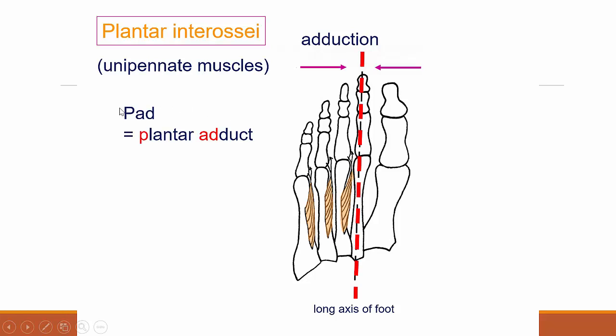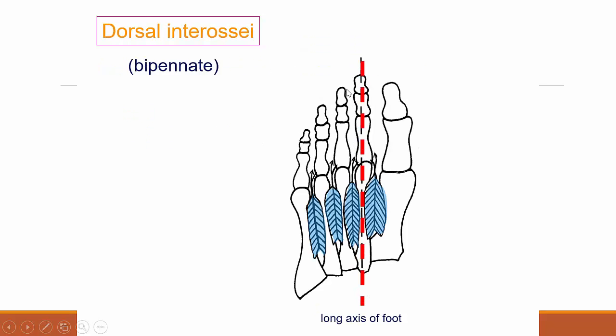We remembered PAD, and therefore remember plantar interosseous muscles produce adduction. Again, we have our long axis of the foot, and we look at our muscles here, and these are found between bones, so therefore we can call them interosseous muscles again. And looking at where these muscles are inserting, we can see that, for example, this muscle here, our most medial or our first muscle, will be running and inserting onto the base of our phalanx here.